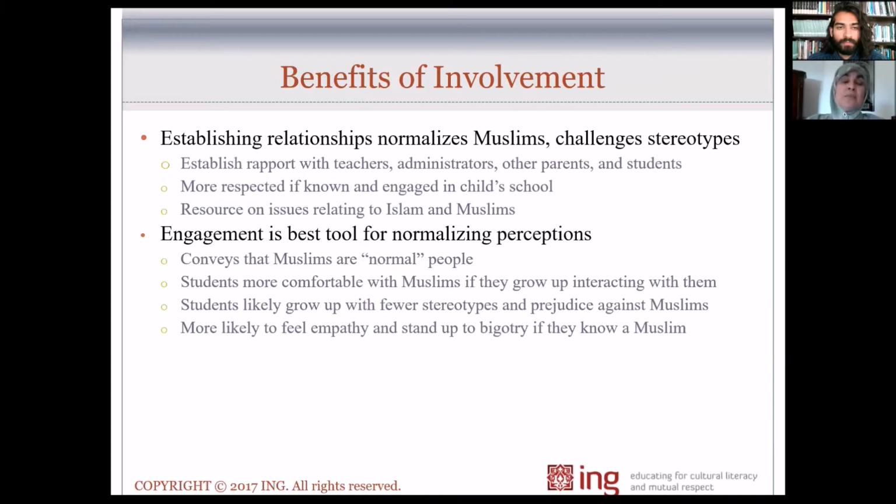By establishing relationships in the school, some of the benefits are additionally that it normalizes Muslims and it challenges stereotypes by showing that you're a regular parent with the same concerns as any other parent. And when you establish that rapport with other teachers or with the administrators or other parents, other students, you become known, you become respected, and they will actually turn to you as a resource on issues that relate to Islam and Muslims. And we know that engagement is really the best tool for normalizing perceptions, because when you are out there interacting, talking about the things that they're talking about, showing the same concerns about your children that they're concerned about, it conveys that Muslims are normal people.